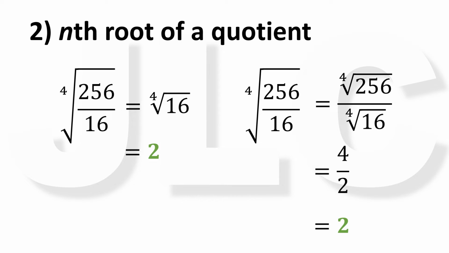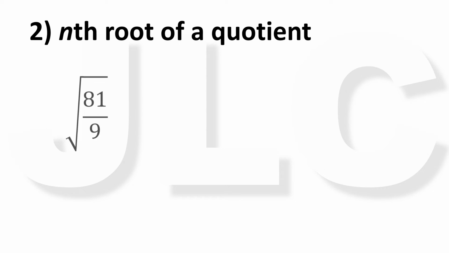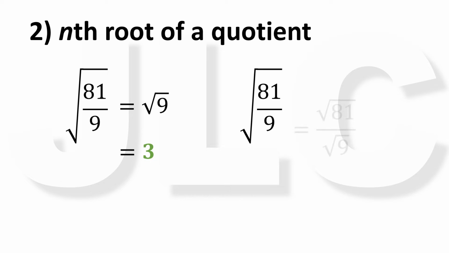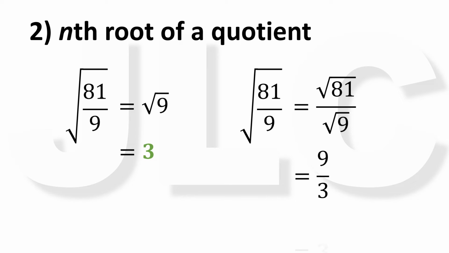Let's have another example. Let's say we have square root of 81 over 9. Now 81 over 9 is 9, so this equals square root of 9, and the square root of 9 is 3. Now using the property, square root of 81 over 9 equals square root of 81 over square root of 9. The square root of 81 is 9, and the square root of 9 is 3. So we have 9 over 3, which is 3. So as we can see, we get the same value whether we use the property or not. Now let's get to the third property.